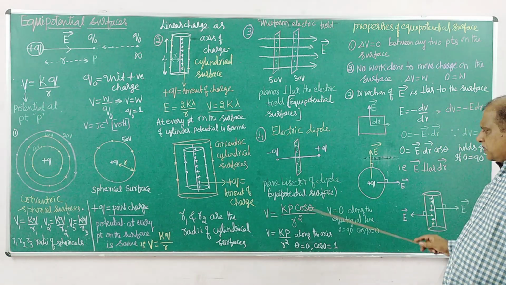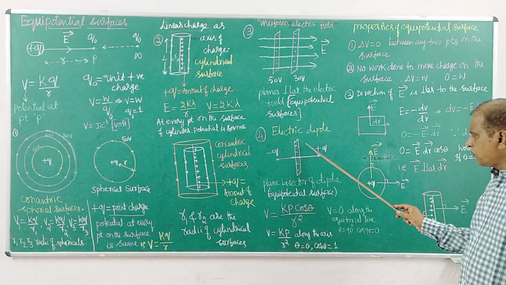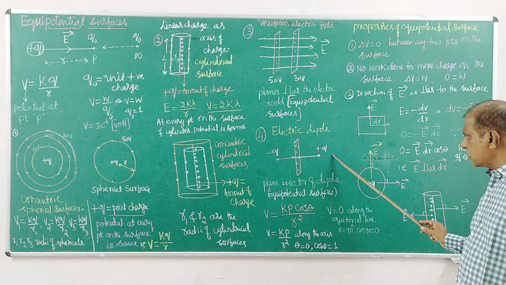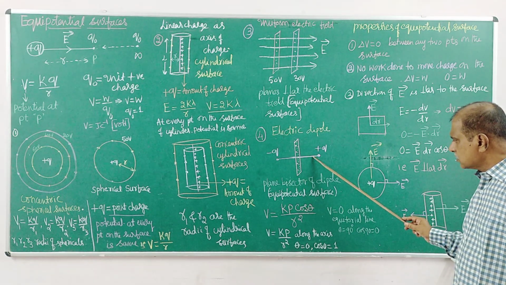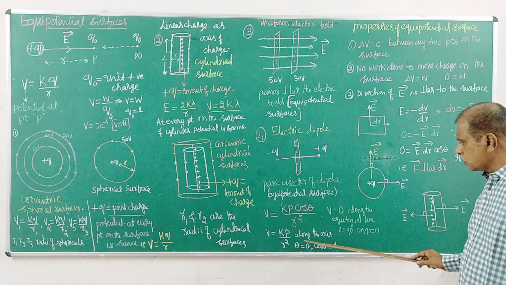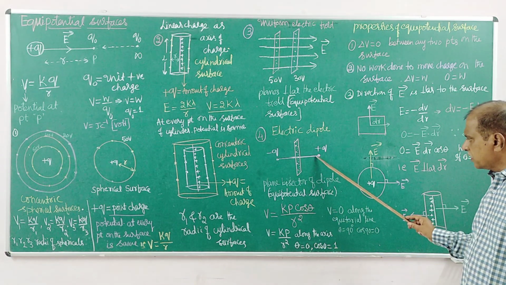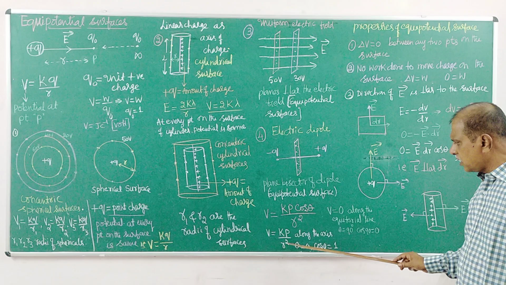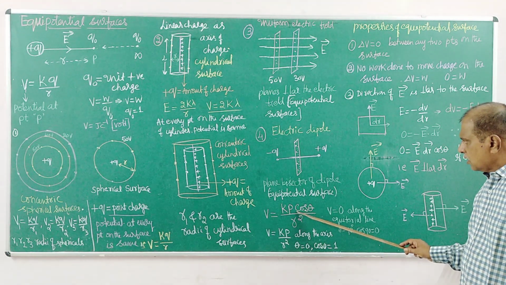So let us write the possibilities already derived in the previous class. If we take the point along the axis line, when the point is along the axis, theta is equal to 0, cos 0 is equal to 1. So along the axis, potential is Kp by r square. It was derived in the previous class.